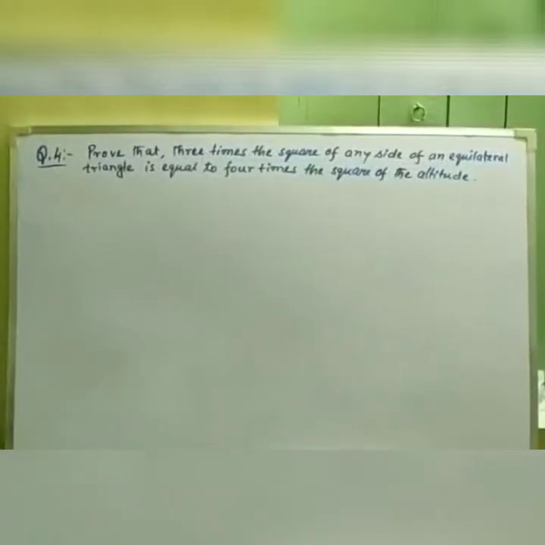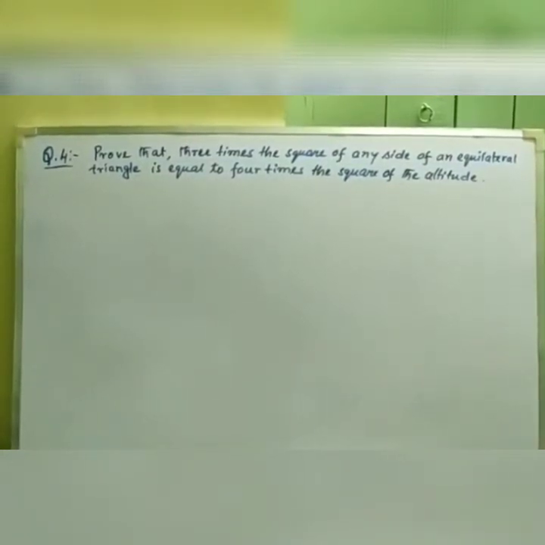Now see question number 4: prove that 3 times the square of any side of an equilateral triangle is equal to 4 times the square of the altitude. So you need to prove that in an equilateral triangle, 3 times the square of any side is equal to 4 times the square of its altitude.